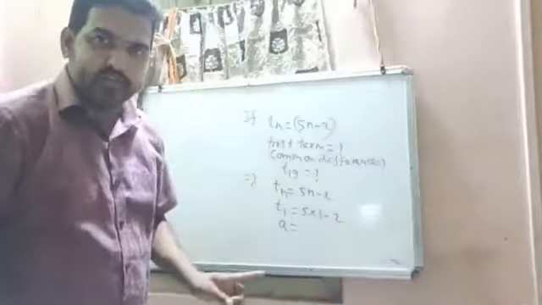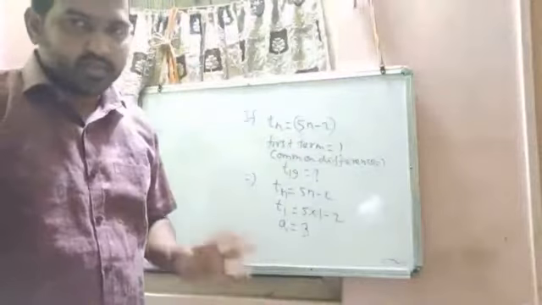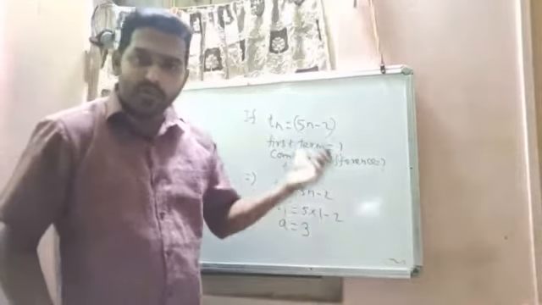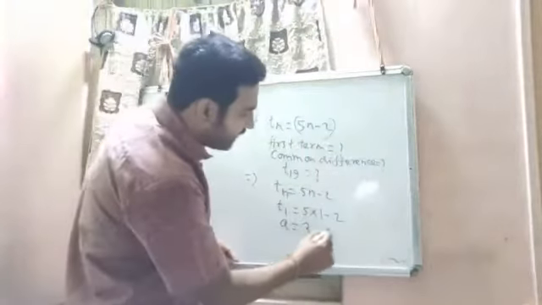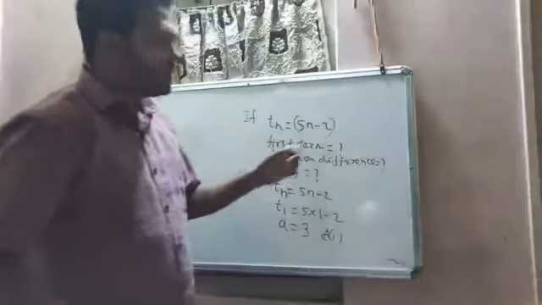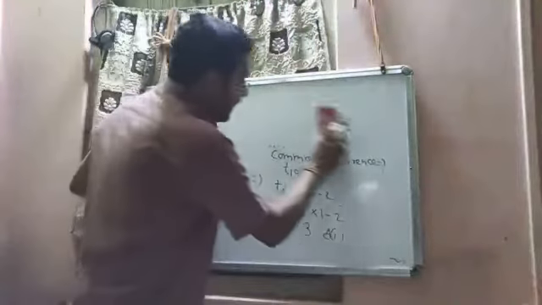A is the first term. So 5 into 1, 5. 5 minus 2, 3. So we have found the first term. This is how, whenever a form is given, we can easily find the first term. So that is answer part 1. We've got the first term. Now let me find the second term.